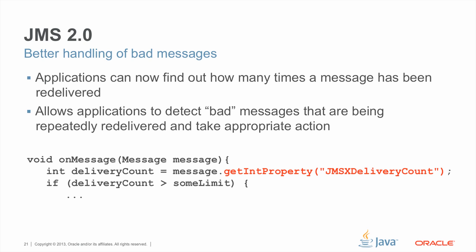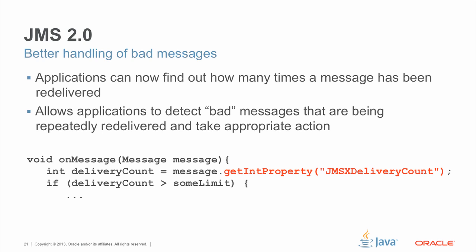The next new feature has been added to make it easier for applications to handle messages which are bad in some way and which your application code can't handle. An example of this is an application which uses a message listener to consume messages from a queue. When a message is delivered, the onMessage method is called to allow the application to process the message. However, consider what happens if there's a problem with the processing of the message. Perhaps the data in the message is invalid for some reason, and the application doesn't know how to handle it.